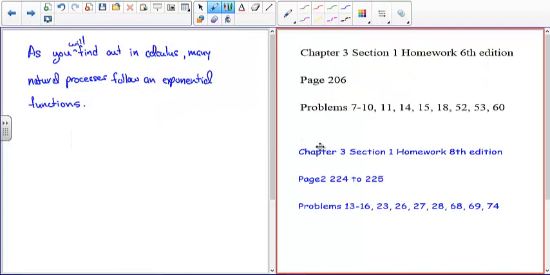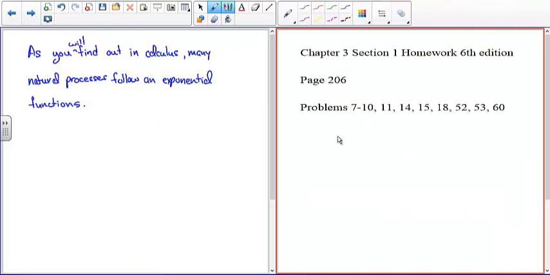Okay, so that's it. Let me delete that. So this is 6th edition homework for this section. Basically what we've talked about is that you have the exponential function. There is a parent function for each base, and then there are transformations, just like we had for parent functions in chapter 1, the same kinds of transformations that you make. You can do the same thing with exponential functions.